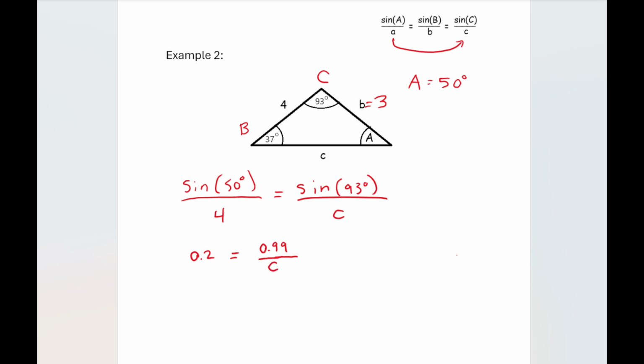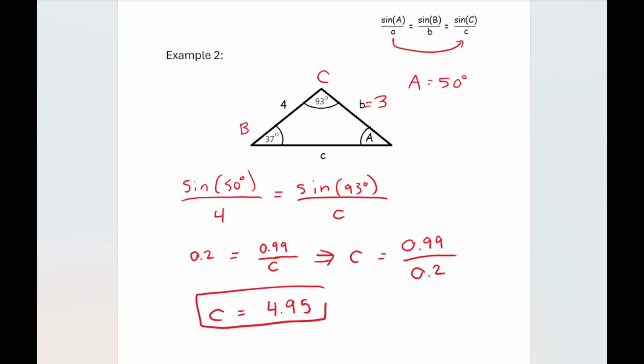Okay, so again, we would just rearrange everything to get our C by itself. If we did that, you should get something that looks like this. So C equals 0.99 divided by 0.2. And if you plug that in your calculator, you would get that our side C equals 4.95. And looks like we're done.